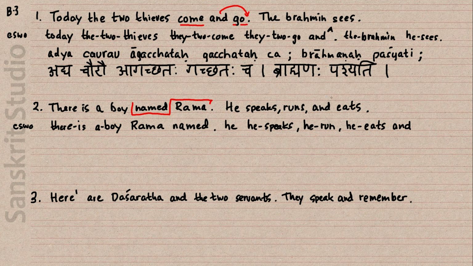And here also we have this, as in the first case here, we have an and of type A here, because we only use one, and we shouldn't use our commas in the Sanskrit. So he speaks, he runs, he eats, and. All right.